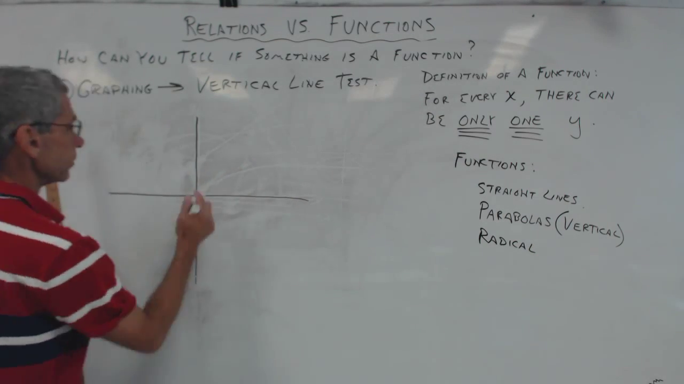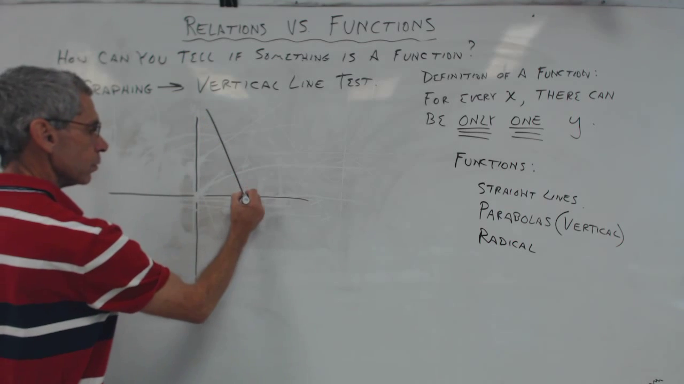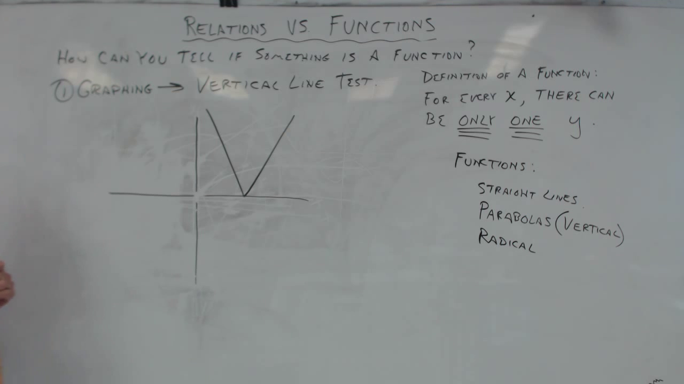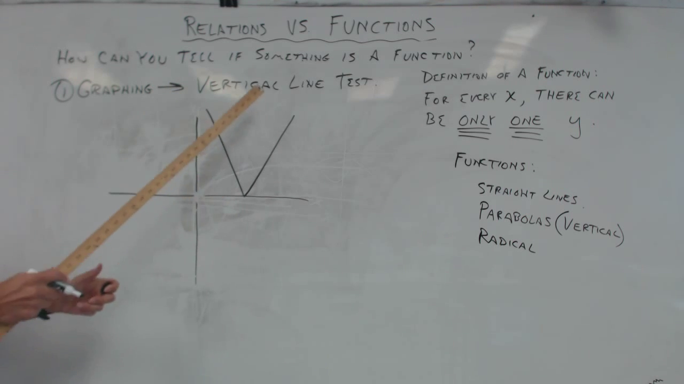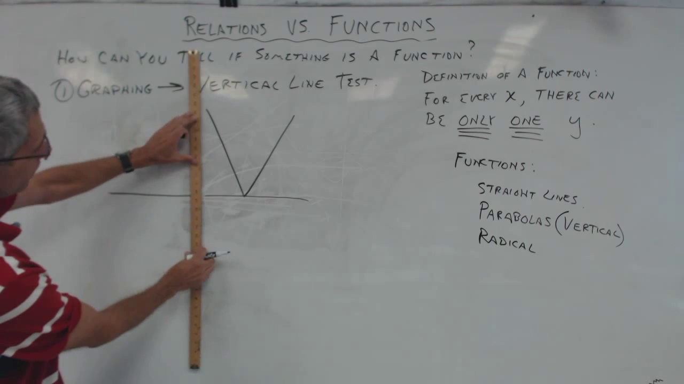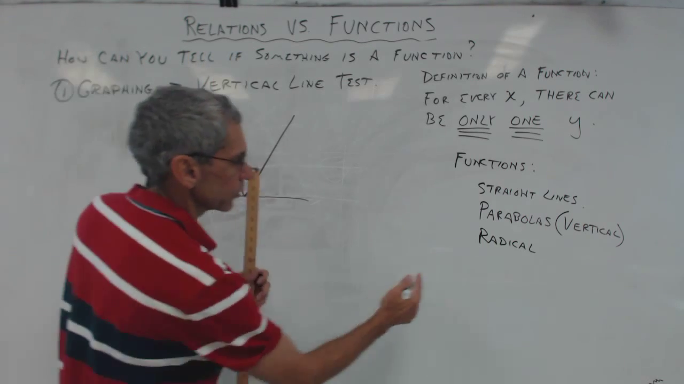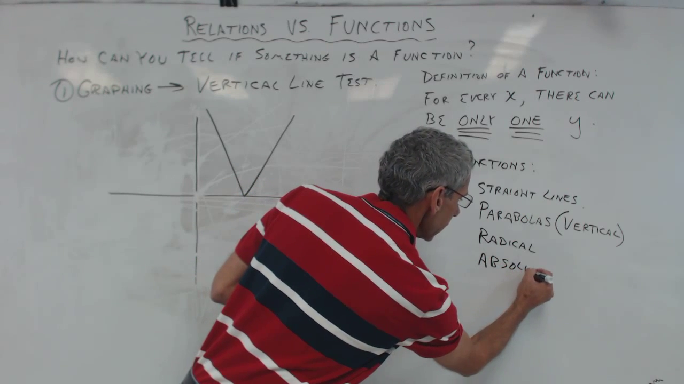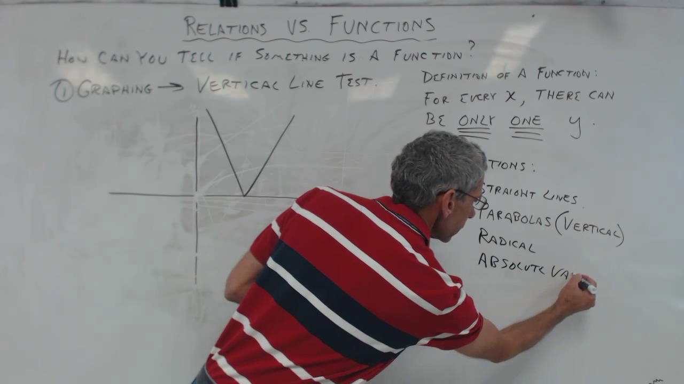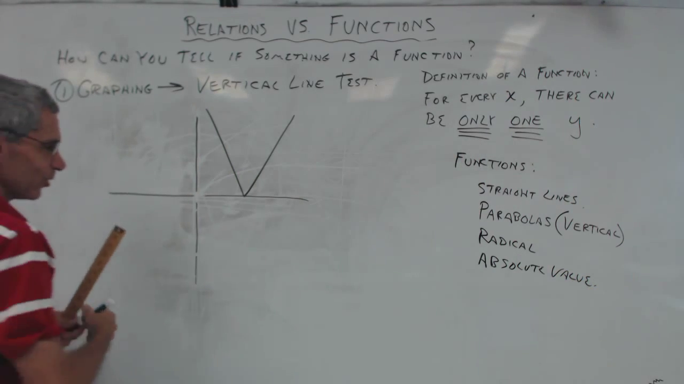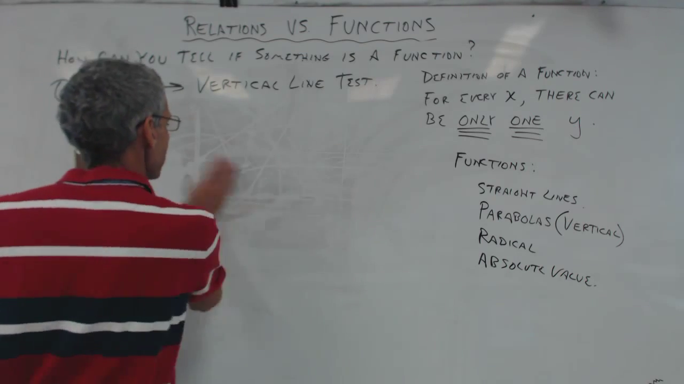And then how about one more? What about this? What kind of function is this? Absolute value. It's not a parabola, it's a straight line and then it bounces off into a straight line. It's an absolute value. Is that a function? Yeah. Absolutely. Yeah, function. So what is that? Absolute value. Yep. Absolutely. Okay. That was great.